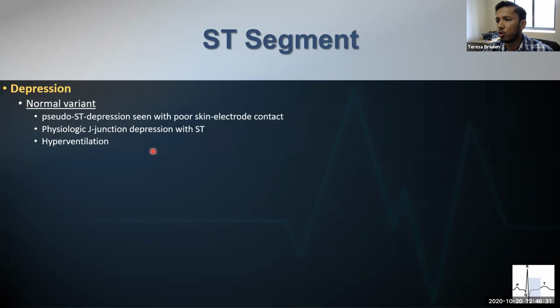All right. So when we talk about ST depressions, it can be considered a normal variant. Just because someone has ST depressions, I know we've been trained to say, okay, there's clearly some ischemia going on, but just know that it's not always the case. Pseudo ST depression can be seen if the patient has a lot of hair, or they're sweating because they're nervous, and electrodes aren't able to clearly attach to the skin.